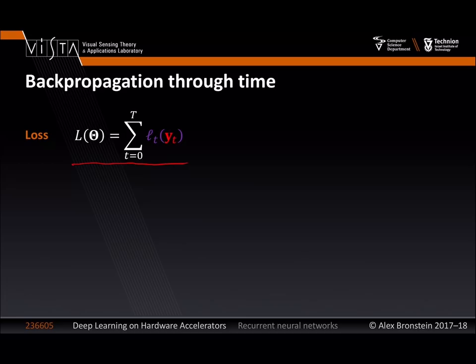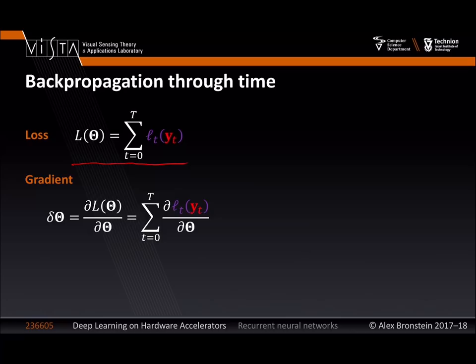And if we compute the gradient of this loss, so basically we want the derivative of this big loss with respect to the parameter theta of the model. Of course, remember that this y_t is a function of theta. This is where the dependence on the parameters comes in. So this will be the sum over t from zero to capital T of these individual temporal losses, lowercase l_t, that are functions of the temporal outputs y_t, which are in turn functions of theta.